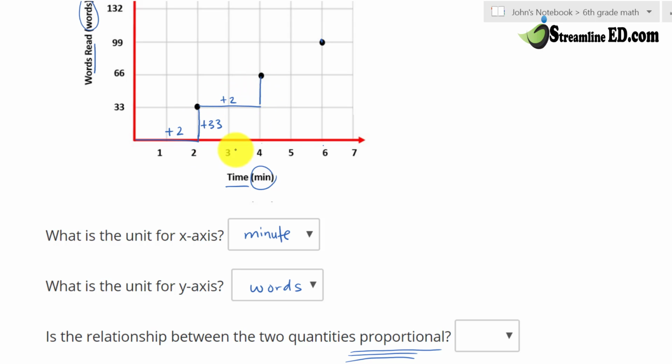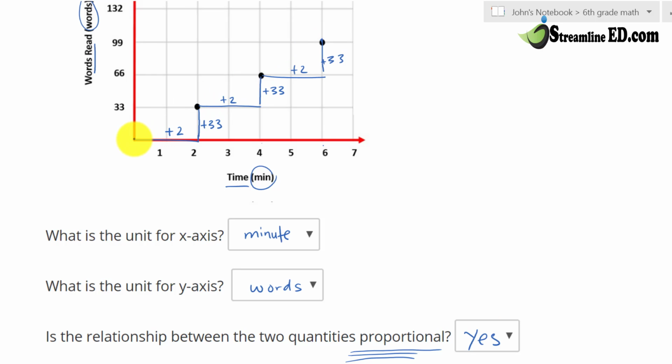Plus 2, from 2 to 4 is plus 2, and then from 33 to 66 is plus 33 again. And the same thing happened here. Plus 2, and then we have 33. And this is the same throughout the graph. In this case, the graph shows us there is a relationship between the two quantities, and it is proportional. It doesn't change. So the answer is yes.